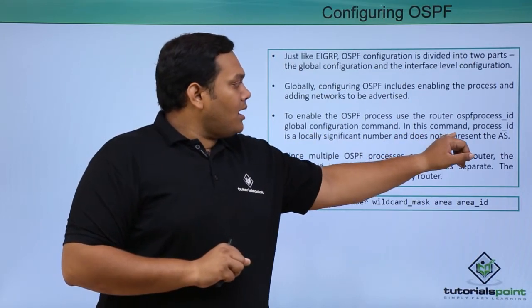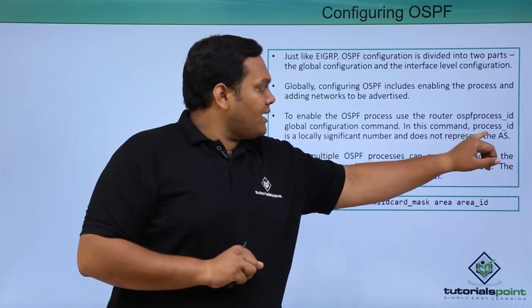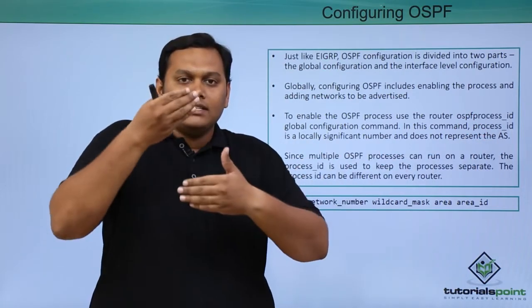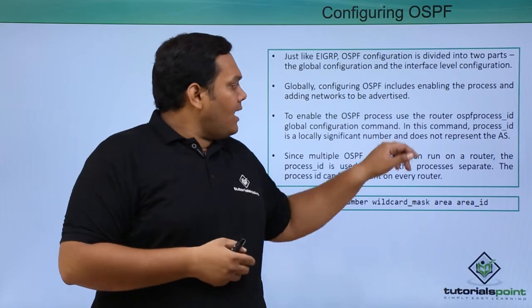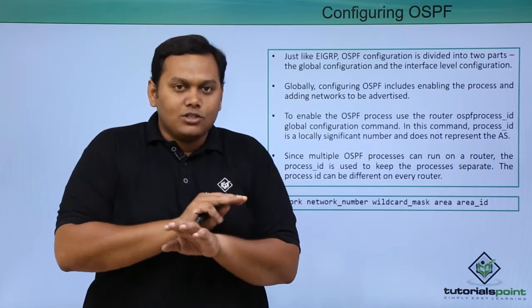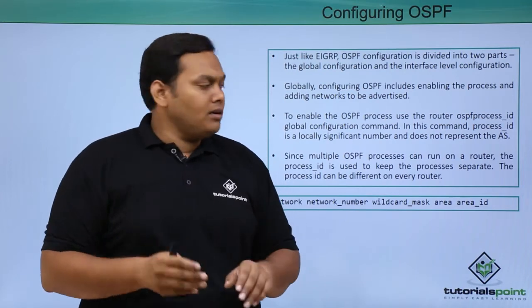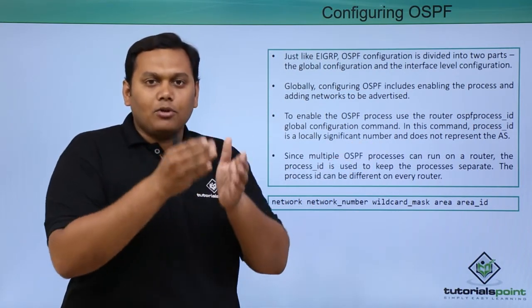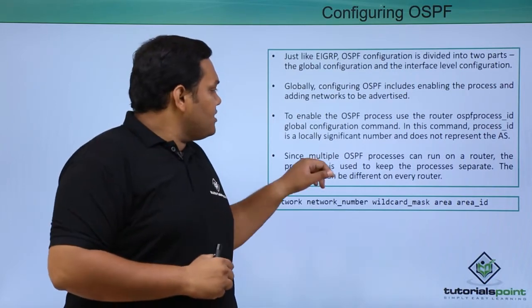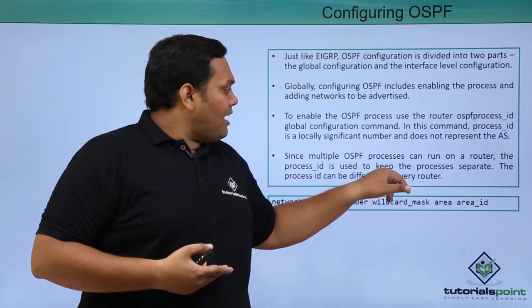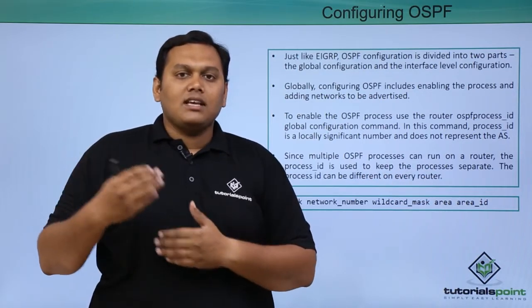So in this command, the OSPF process ID is a locally significant number. That means it is locally significant and does not represent the entire autonomous system number. It only represents that particular process, and that process ID is given to that process. Since multiple OSPF processes can be running, each one will have a separate process ID.